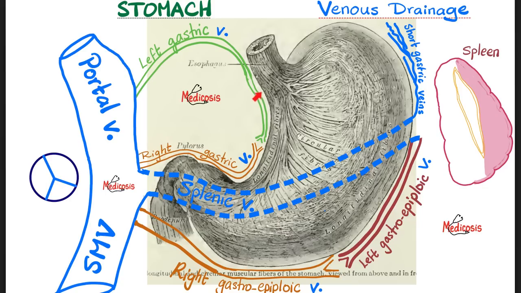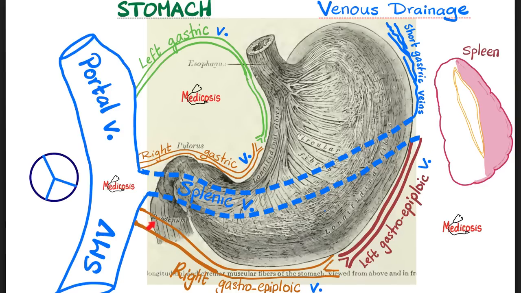Anywho, the left gastric vein will drain into the portal vein. Okay? You can think of this as the equivalent of the celiac trunk. Next, right gastric vein will also drain into the portal vein instead of the common hepatic. Alright, how about the left gastroepiploic vein? Well, it goes to the splenic vein. Oh, just like the artery. So that's easy.